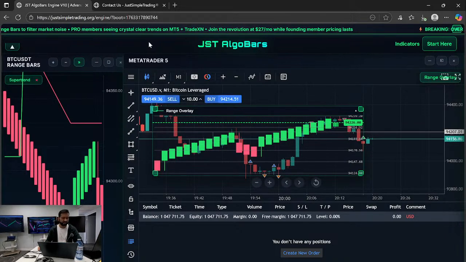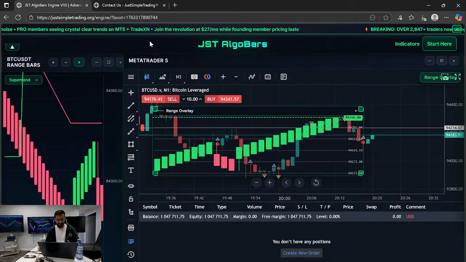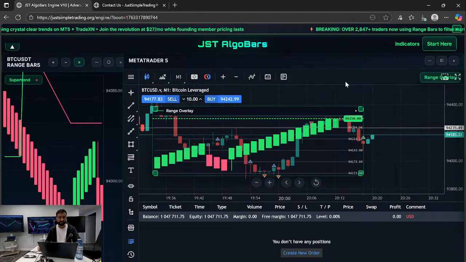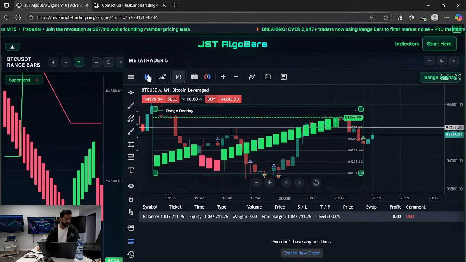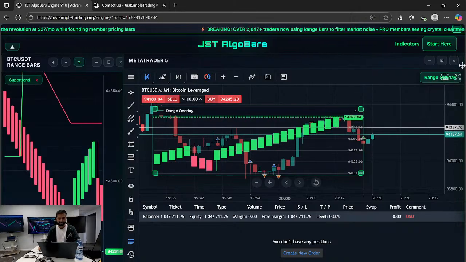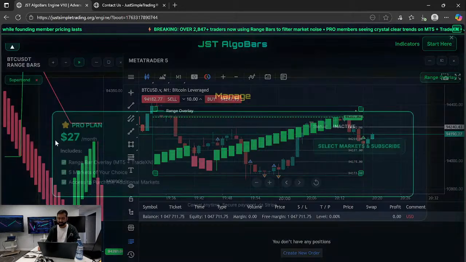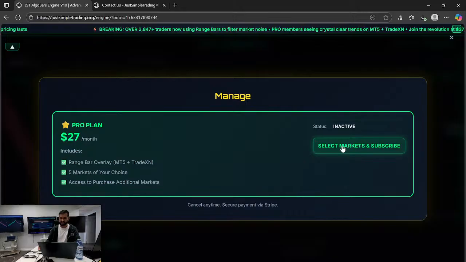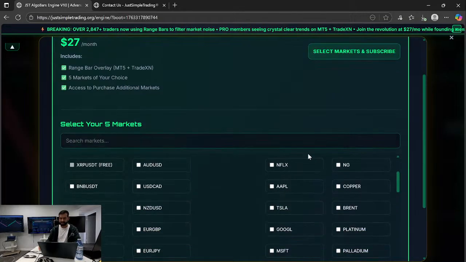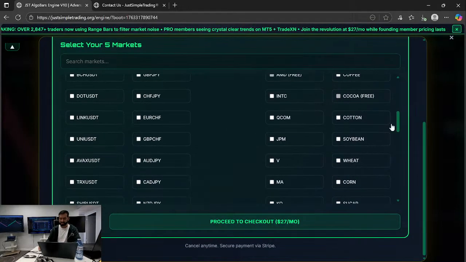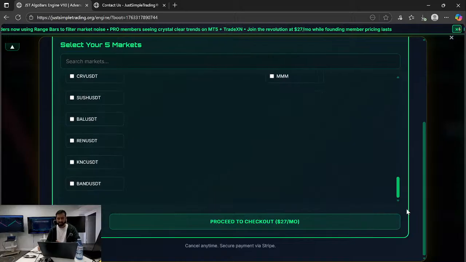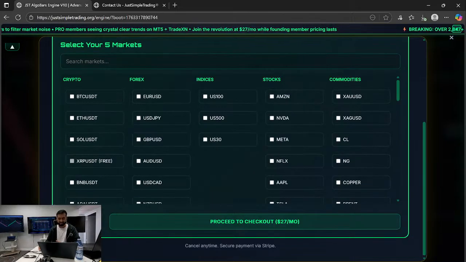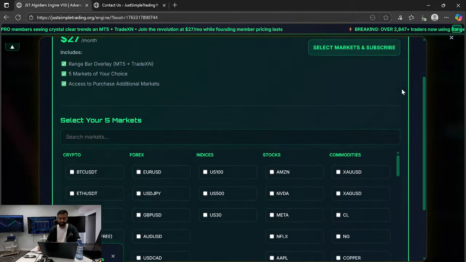So Portlander, just try incognito mode, try logging out and then logging back in. It should update, and then you'll see this where you can select the markets. Right here, you can select all of the markets, whichever ones you want. Mostly what I'm doing is, you get to select 5 markets, and then you can add any more later that you want.